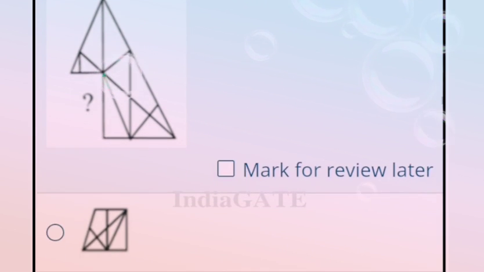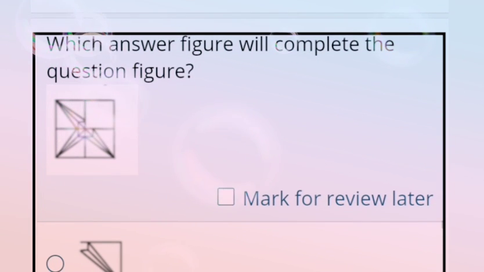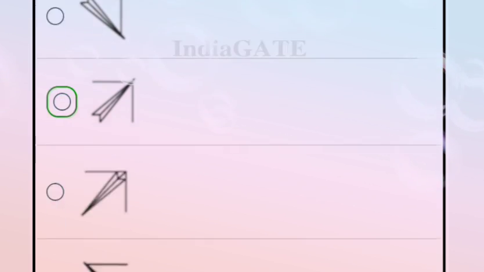Which answer figure will complete the question figure? So here the figure is given. We just find the correct figure which is missing here. So the correct answer is option C. Okay, option C completes that figure. Okay, now come to the next question. Which answer will complete the question figure? So the correct answer of this question is option B. Okay, next question.